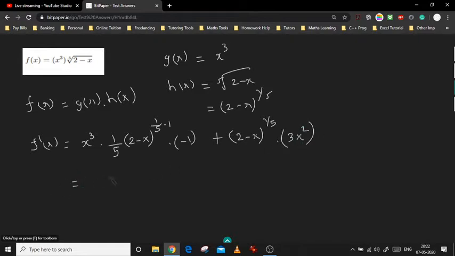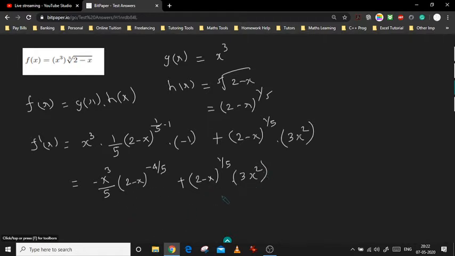Now we just have to simplify this. I can put this as minus 1 into x cube, which is minus x cube over 5, and this is 2 minus x. 1 by 5 minus 1 is minus 4 by 5, plus 2 minus x power 1 by 5 into 3x squared.